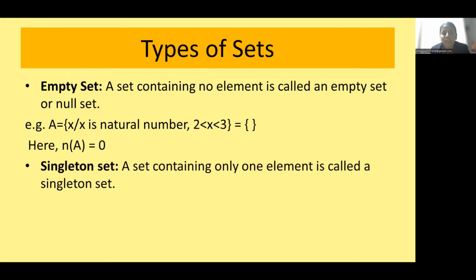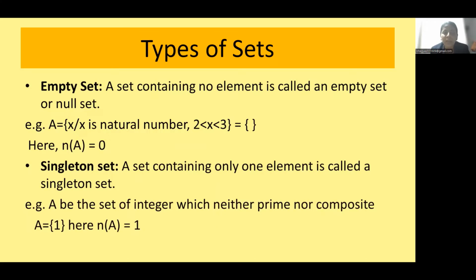Next type is singleton set. A set containing only one element is called a singleton set. For example, the set of integers which are neither prime nor composite. This set has only one element, and that is 1, because 1 is an integer which is neither prime nor composite, and therefore n of A is equal to 1.